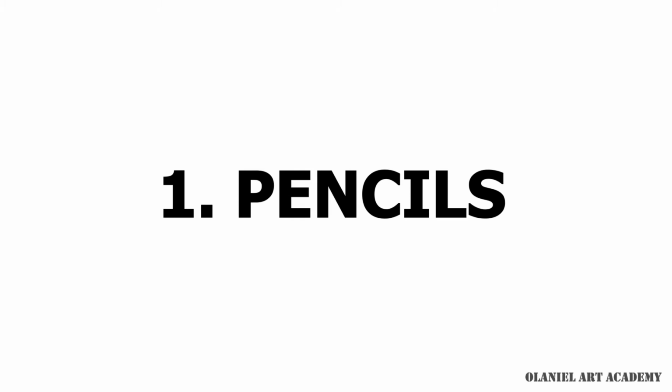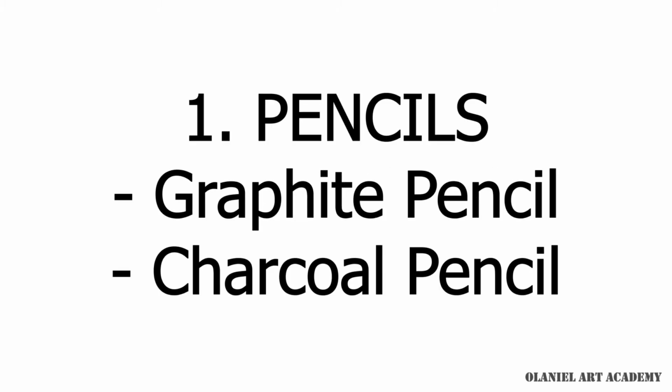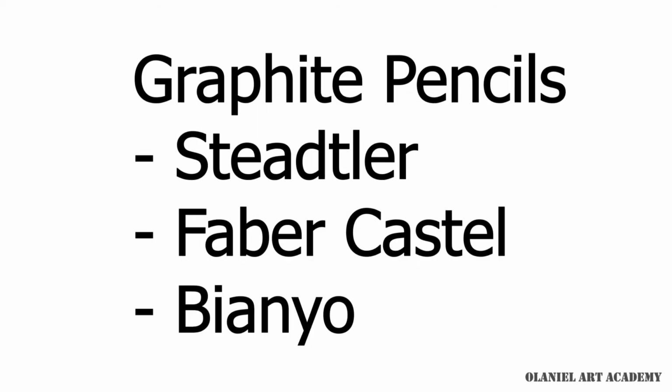Pencils are actually divided into two. We have the graphite and we have the charcoal. They both have different functions, but you have to get both of them. So for the graphite pencil, you would need to get either Staedtler, Faber-Castell, or Bianco. You can see them on the screen. You can just go to your art store, just Google search any art store around where you live, where you reside, and then ask them if they have Staedtler.